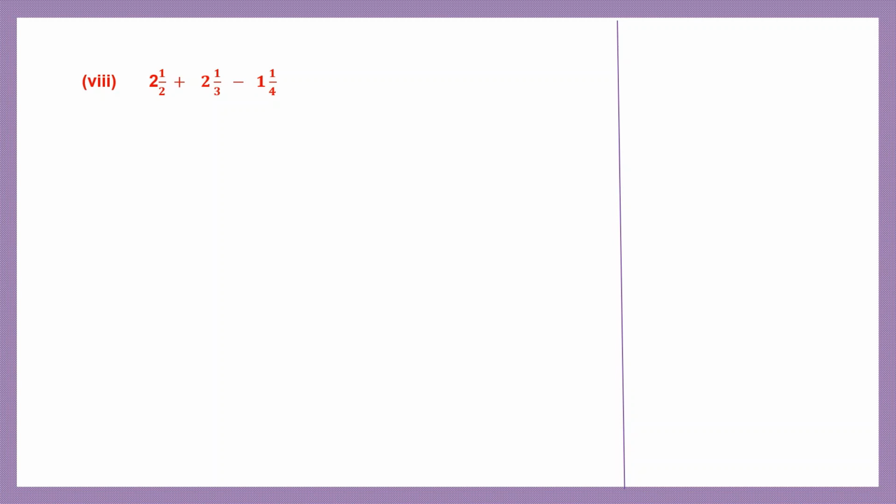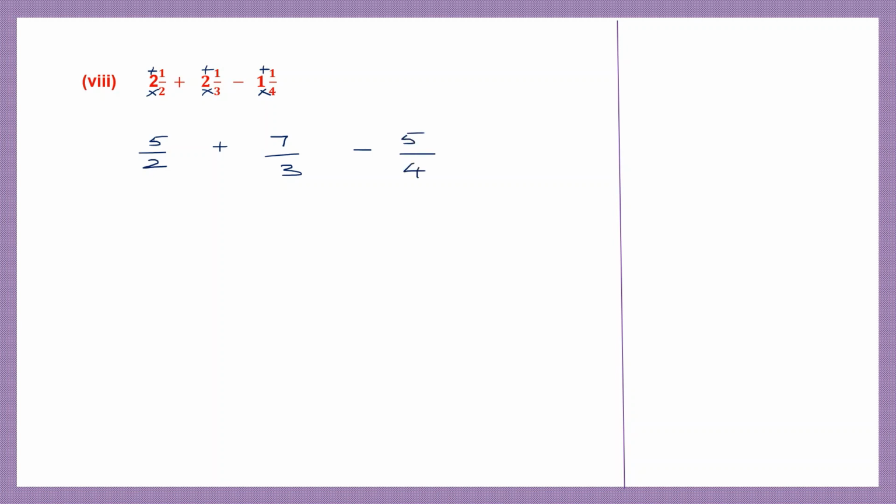Question 8. Here we have mixed numbers. So first step is we are going to convert them. So let's multiply. 2 2s are 4 plus 1 is 5. So this is 5 by 2 plus, multiply here, 3 2s are 6 plus 1 is 7. So 7 by 3 minus 4 1s are 4 plus 1 is 5. So that is 5 by 4.